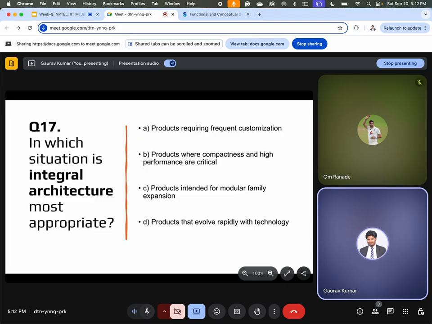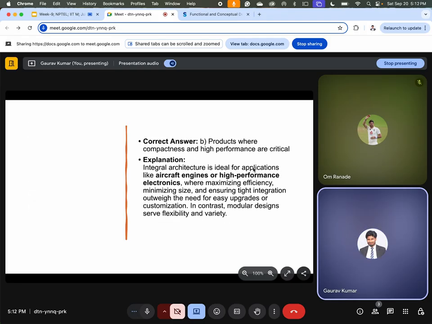These situations prioritize flexibility over maximized optimization. Thus integral architecture is selected strategically when performance cannot be compromised, even at the expense of repairability or flexibility. Okay, so B is the right answer. As you can see in the explanation part here, integral architecture is ideal for applications like aircraft engines. Okay, so you may go through this slide.